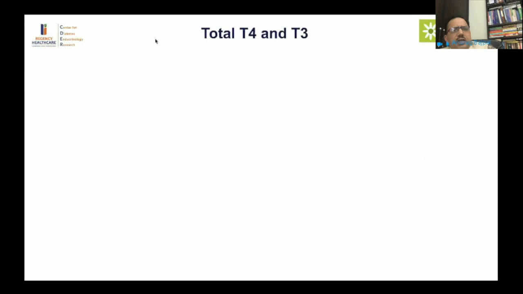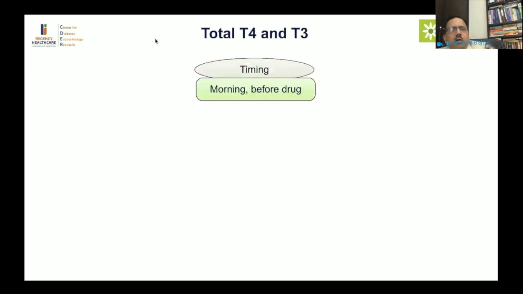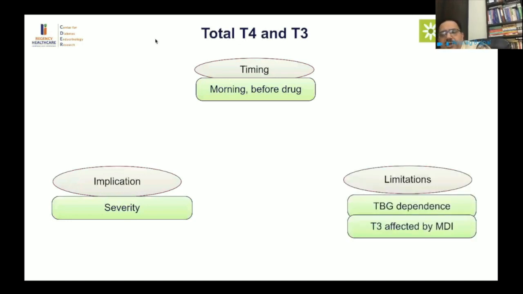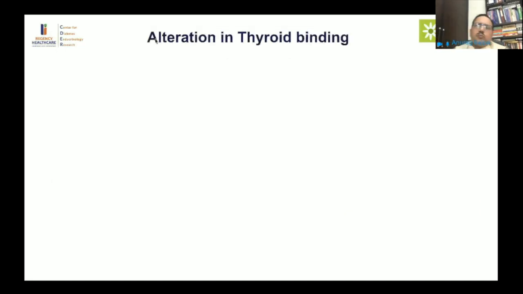What about total T4 and T3? These hormones depend on the timing because they have a short half-life, so they should ideally be done in the morning before the drug is taken. They suggest the severity of the disease. They are limited by TBG dependence, and in particular T3 is affected by MDI. So in hypothyroidism, T3 will be the last investigation to go up, and that makes it less important in primary hypothyroidism.